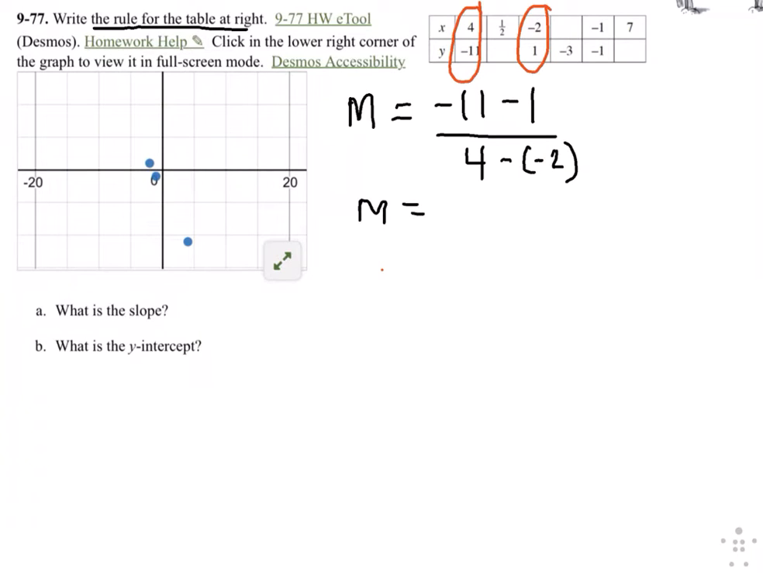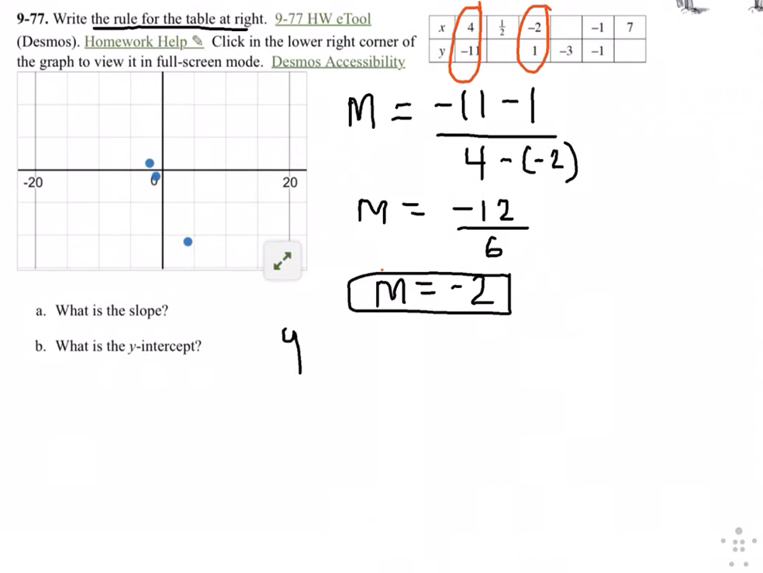So the slope comes out to be negative 11 minus 1, which is negative 12, over 4 minus negative 2. That's 4 plus 2, which is 6. So the slope is negative 2. So now we know the equation. So there's the slope, the answer to A.